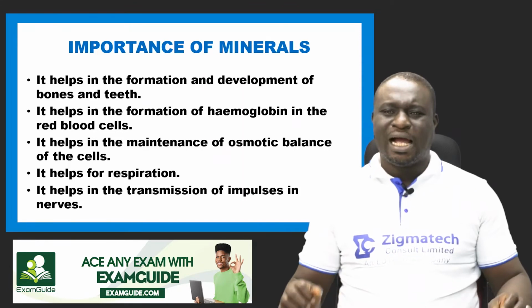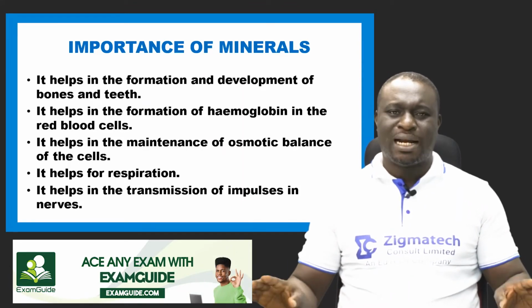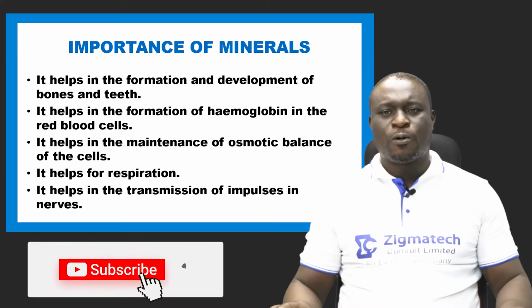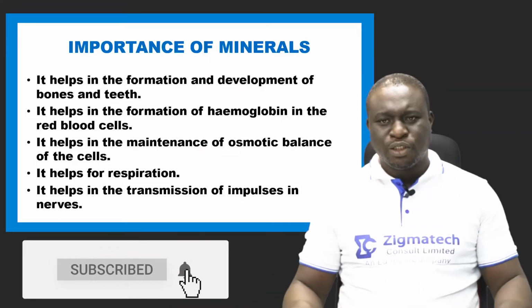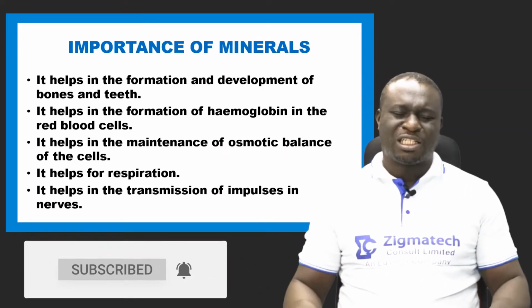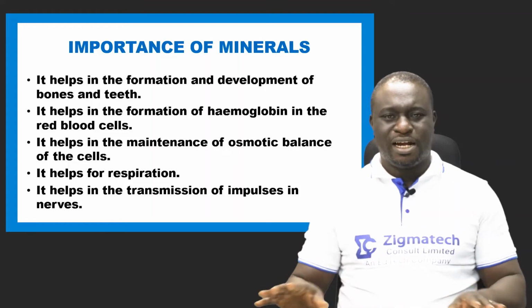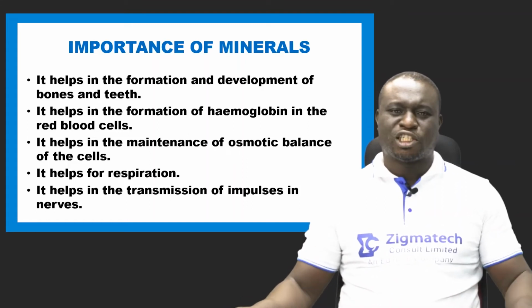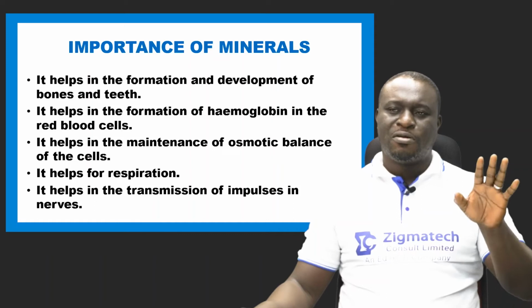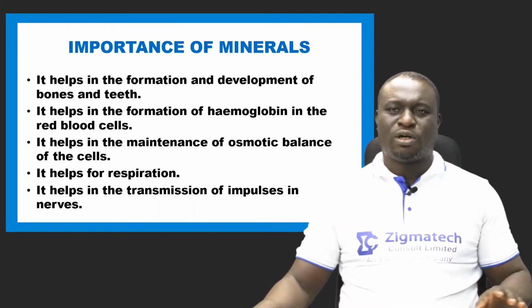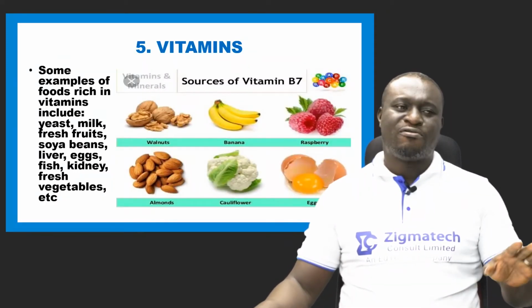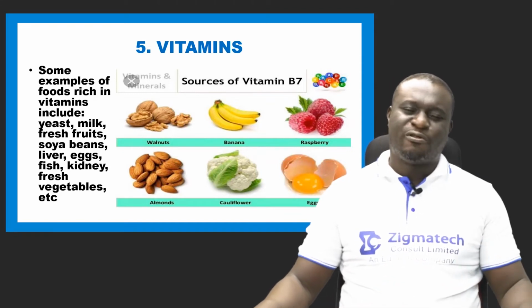Number three, it helps in the maintenance of osmotic balance of the cell. Number four, it helps for respiration. Number five, it also helps for transmission of impulses in the nerves. Okay, so these are some of the importance of minerals. Let's move to the next one, which is number five. Number five is vitamins.